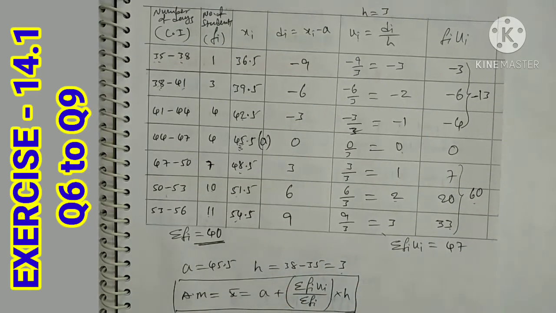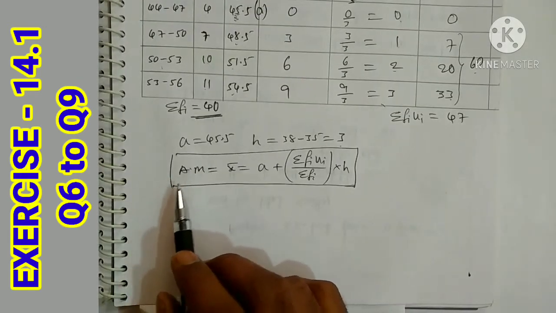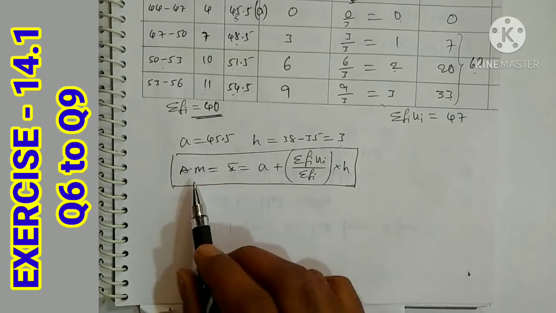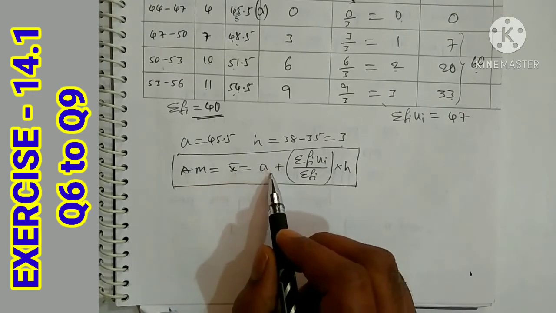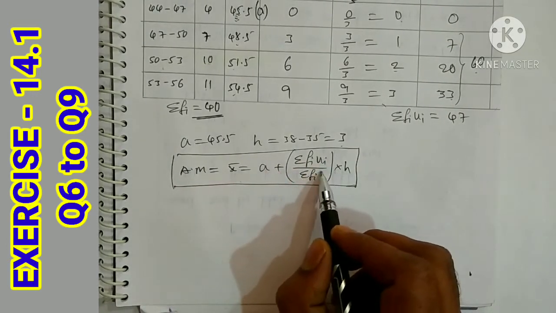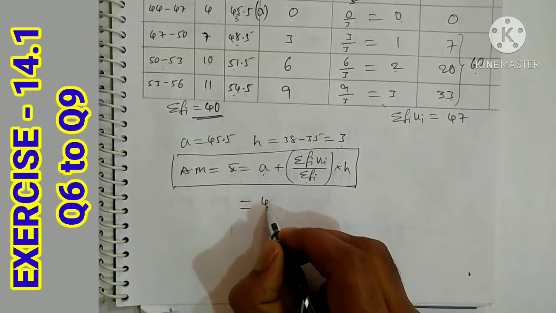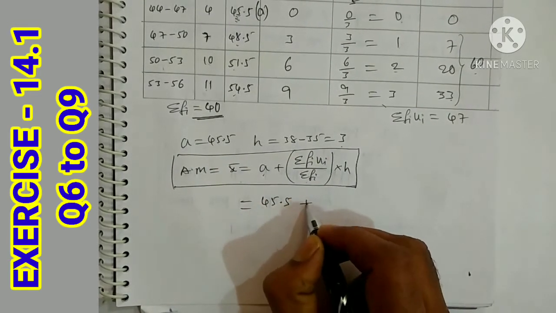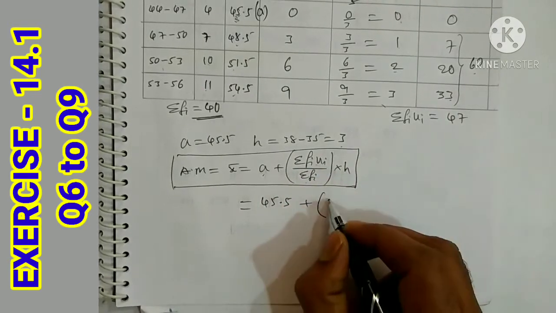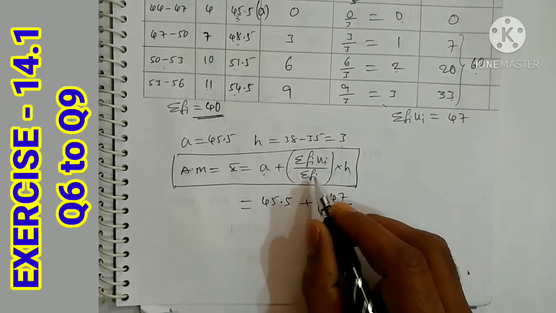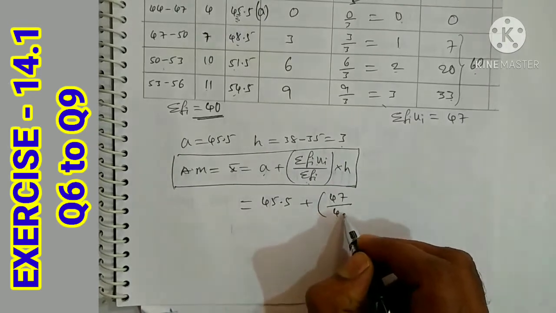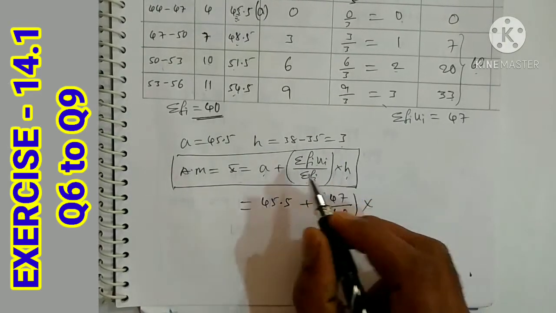Now substitute these values in the formula. This is the formula for the step deviation method or shortcut method. Arithmetic mean x bar is equal to a plus sigma fi ui by sigma fi into h. A value we have is 45.5, plus sigma fi ui is 47 by sigma fi is 40 into h value is 3.